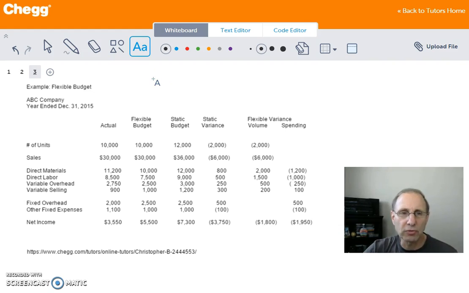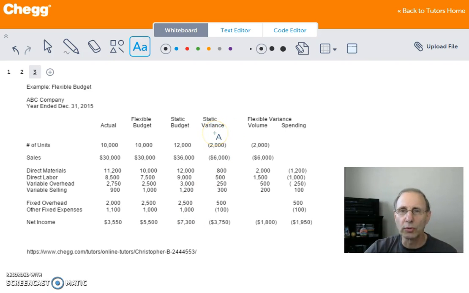So here we have information for ABC Company for the year ended December 31st, 2015. We see in the third column the static budget. This was the original budget created by management for the year. You can see that they had budgeted an activity level of 12,000 units sold. Corresponding sales dollars with that were $36,000. And then we have the various expenses: materials, labor, variable overhead, variable selling, as well as fixed overhead and fixed expenses that produced a budgeted net income of $7,300.